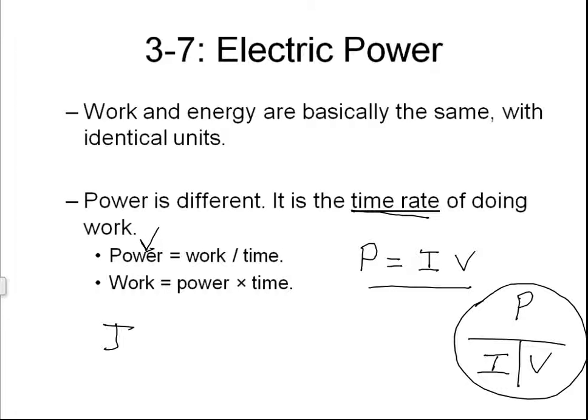So power not only is voltage times current, power is also equal to work over time, which means work is equal to power output for the amount of time that the power is being done. So power is the time rate of doing work. So work per minute, work per hour, work per second. Where work is power for how long you're doing it.